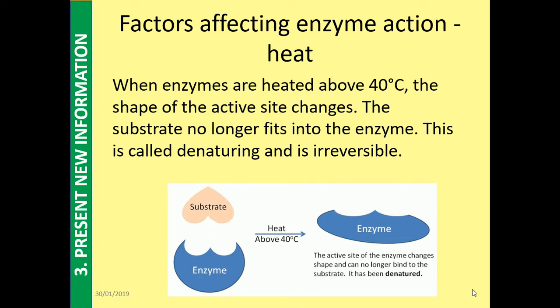So let's look at that effect of high temperature. Once the enzyme is heated above 40 degrees, that's when denaturing of the enzyme can occur. So we can see on the picture on the left, the substrate fits in there nicely into the active site, and then it's heated above 40 degrees C, and the shape of the active site is no longer a suitable match for the substrate, irreversibly changing the active site, so therefore the enzyme no longer works.